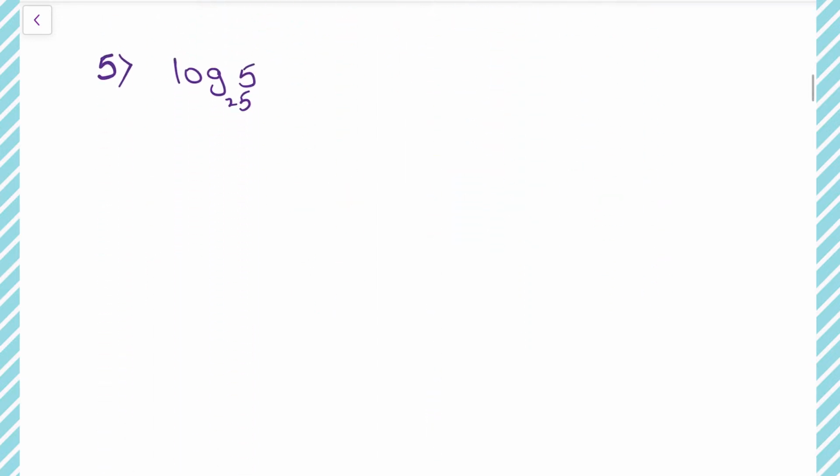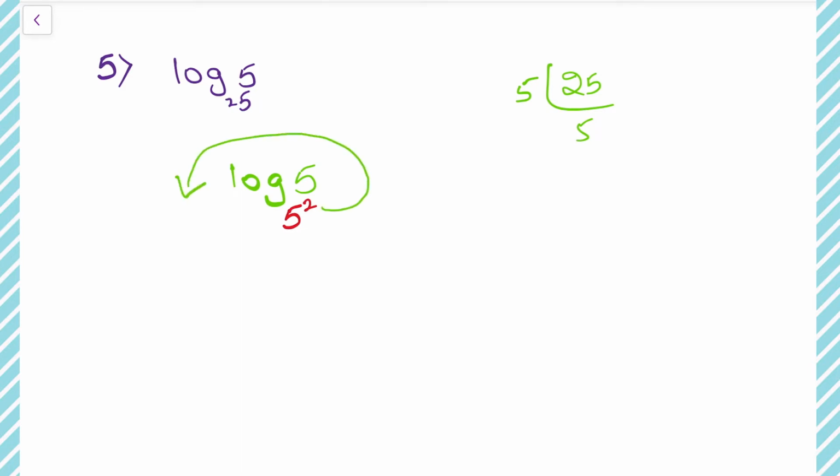Next, log 5 base 25 is given. So here log 5 we cannot simplify further, so as it is. Then what about 25? If we do prime factorization, we can simplify that as 5 5s are 25. So it means 5 square. So base 25 I am writing as 5 square. Now here we need to observe one thing. Here the power is for the base.